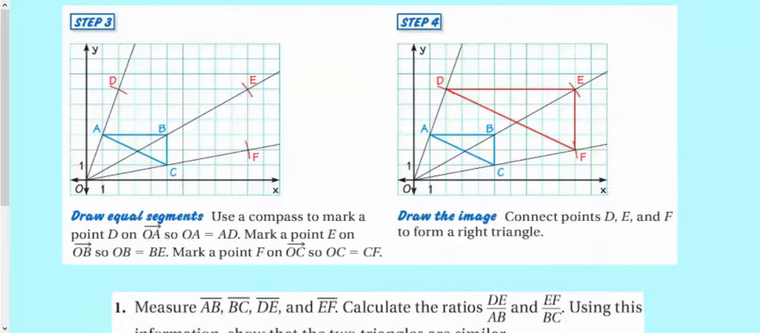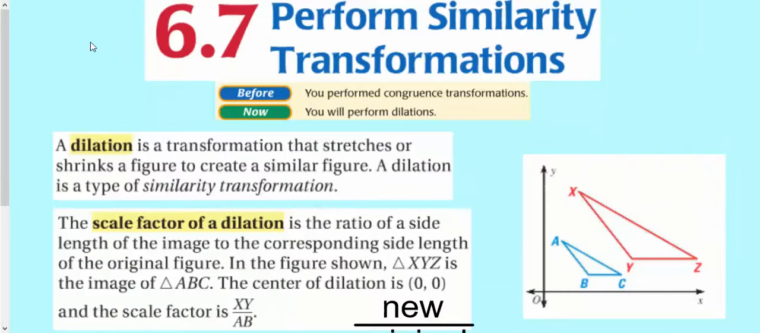Okay, I'm going to talk about dilations. I'm going to try to keep this one a little bit shorter than last video. Chapter 6.7 says perform similarity transformations. Basically, we're going to be working with what we call a dilation today. It's a transformation that stretches or shrinks a figure, and it creates a similar figure. So they have the same shape, but different sizes. And so they're going to be similar, but not congruent.